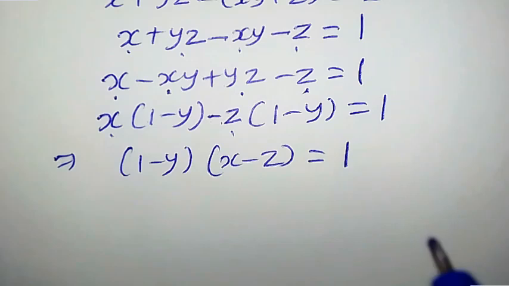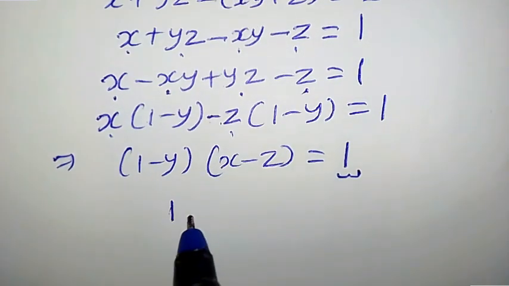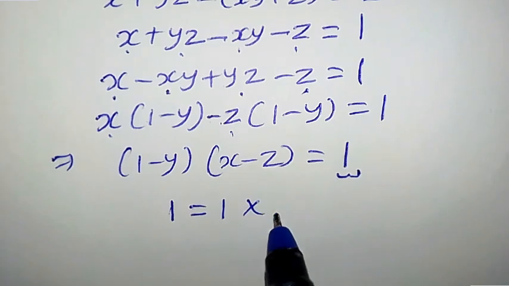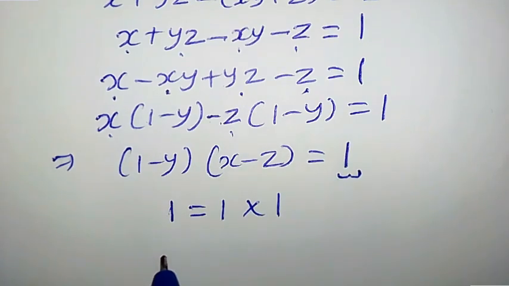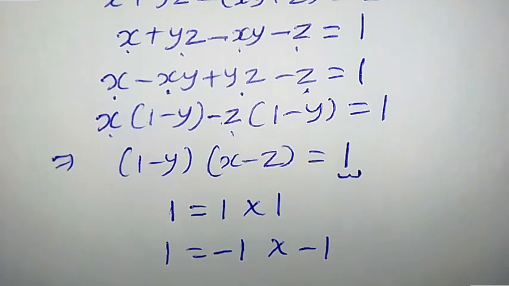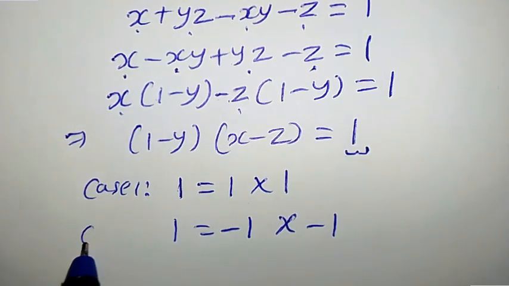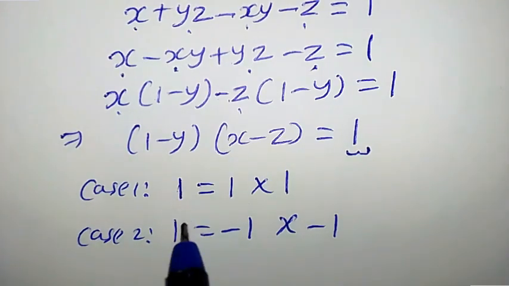Now, let us focus our attention on this 1. 1 could be written as 1 times 1. We can also rewrite 1 as minus 1 times minus 1. Let's call this case 1 and this case 2. We are going to consider each case.